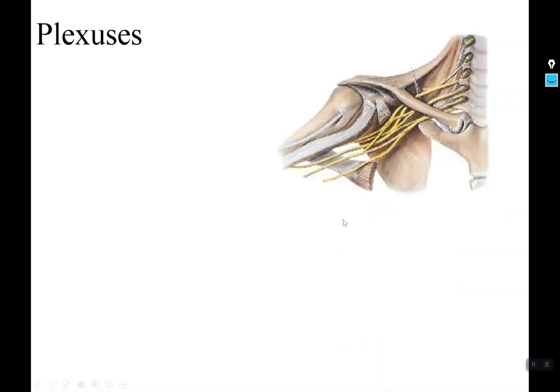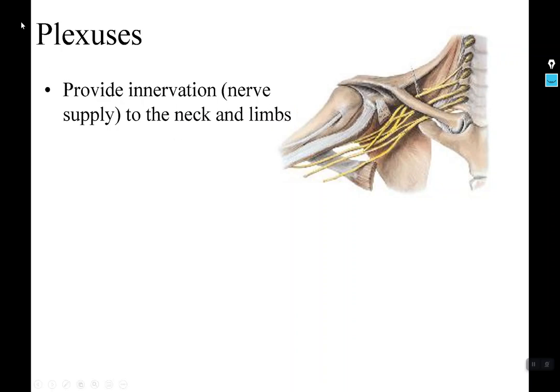Okay, plexuses. These are braid-like networks, and in fact, that's what plexus means. It means a braid. So these are braid-like networks of nerves that innervate typically a limb. This particular plexus is the brachial plexus. Brachium means arm. So these are the nerves that are going to innervate your brachium, which is your upper arm, and your antebrachium, which is your lower arm. So these provide innervation, which means nerve supply, to the neck and the limbs.